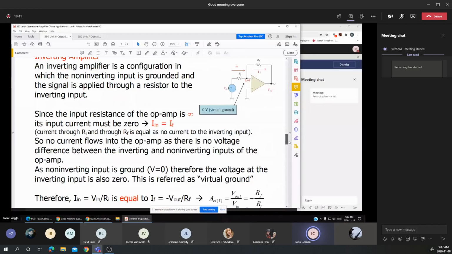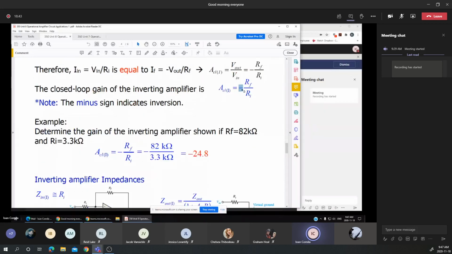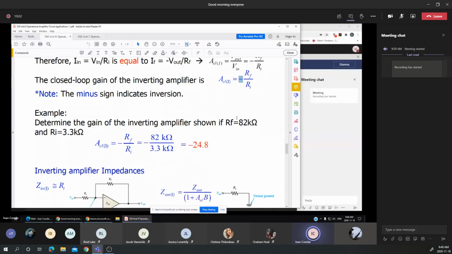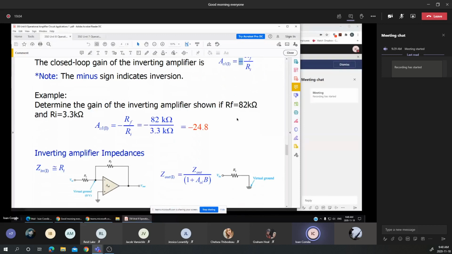For an inverting amplifier, we always have a negative gain. The value of the gain for a closed loop circuit for an inverting amplifier always has that negative sign in front of the ratio of the two resistances. Now, using the same example that we used before.